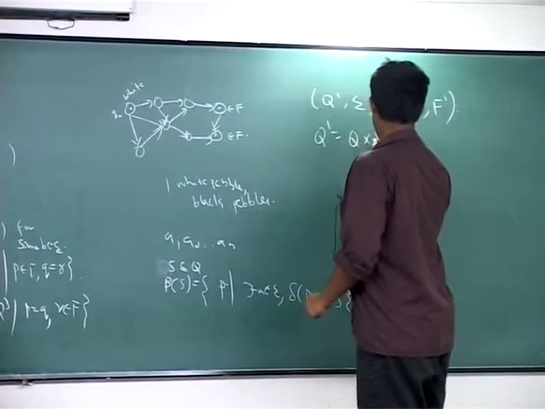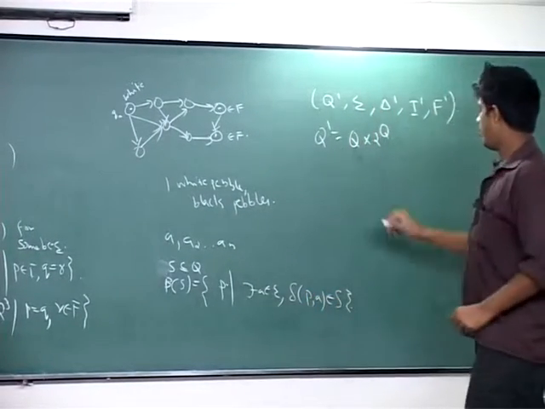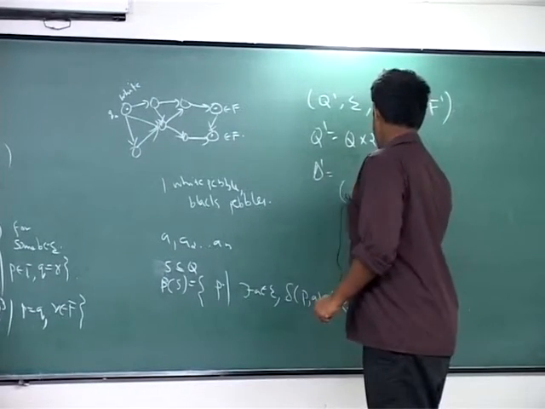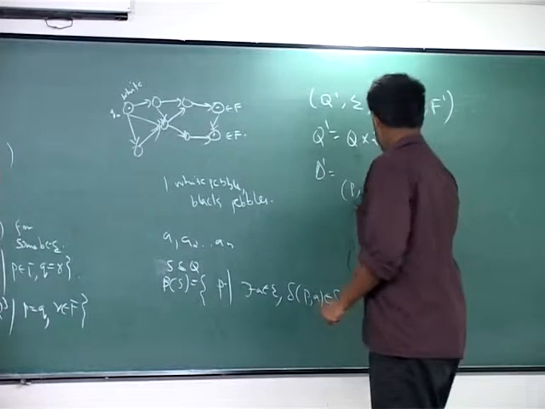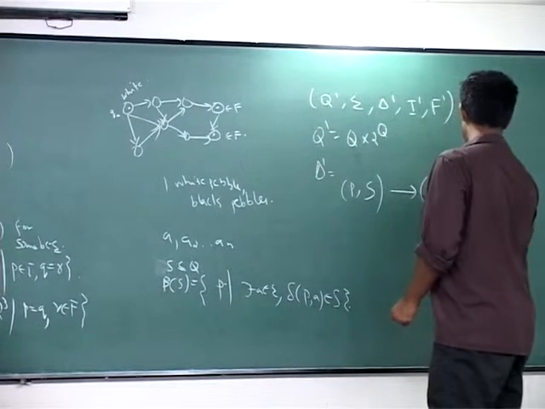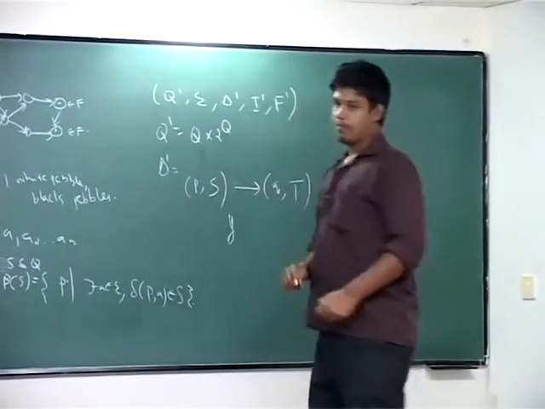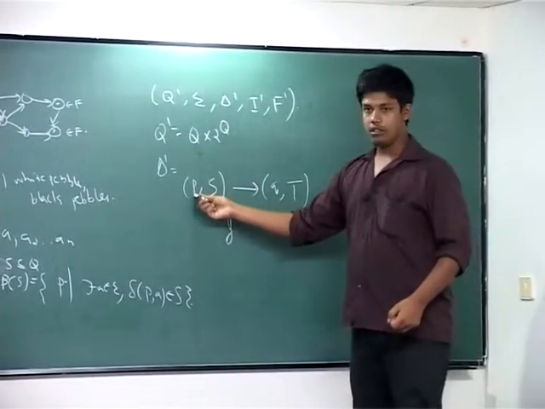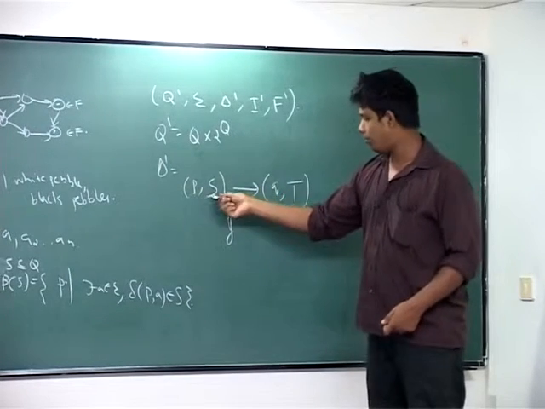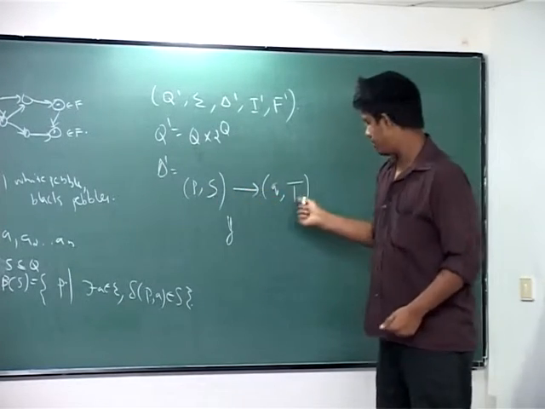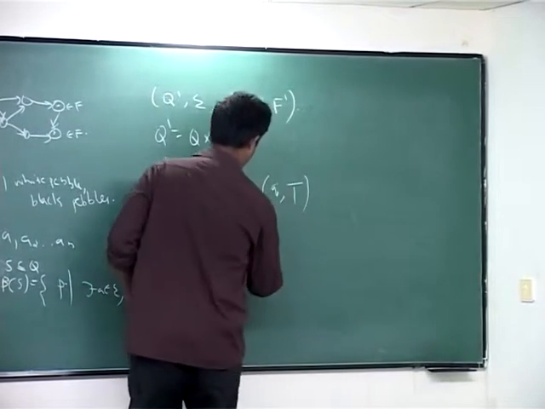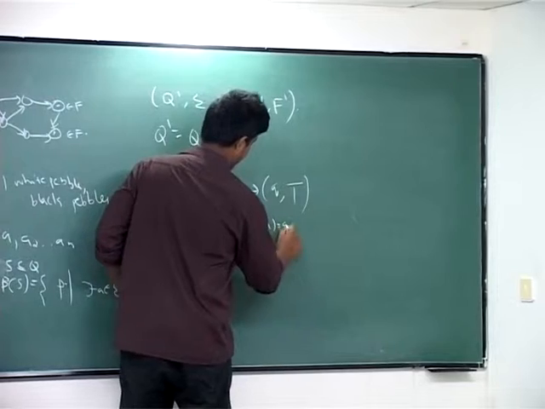Q cross 2 to the power Q. Good. And delta prime will be: given a state P and a subset S, we can go to Q and a subset T if you can move a white pebble from P to Q, and you can take back all the black pebbles from S to T, when delta of P comma A equals Q.